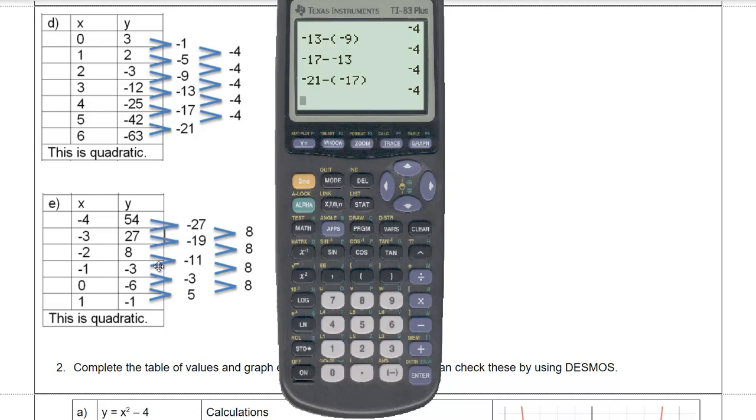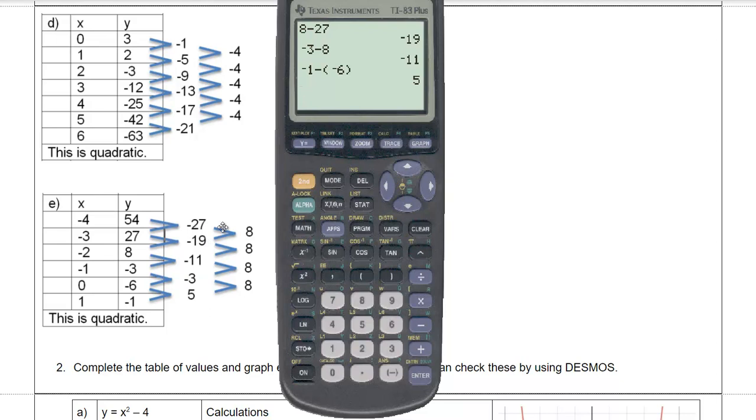E, last one here. Again, the x's are changing by 1, so that's good. So I will go 27 minus 54 for the first difference, and that's negative 27. You'll clear the calculator. 8 minus 27, so 8 subtract 27 is negative 19. And then negative 3 subtract 8 is negative 11. Negative 6 minus negative 3 is negative 3. And negative 1, the last one here, minus the negative 6 is positive 5. So the first differences are all different, so definitely not linear.